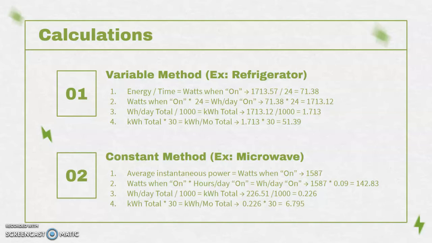The second method was for constant power, which I used to calculate the total monthly kilowatt-hour of the microwave. This process was very similar to the variable method. The only difference was that the average instantaneous power didn't have to be calculated because it was in the wattage rating.